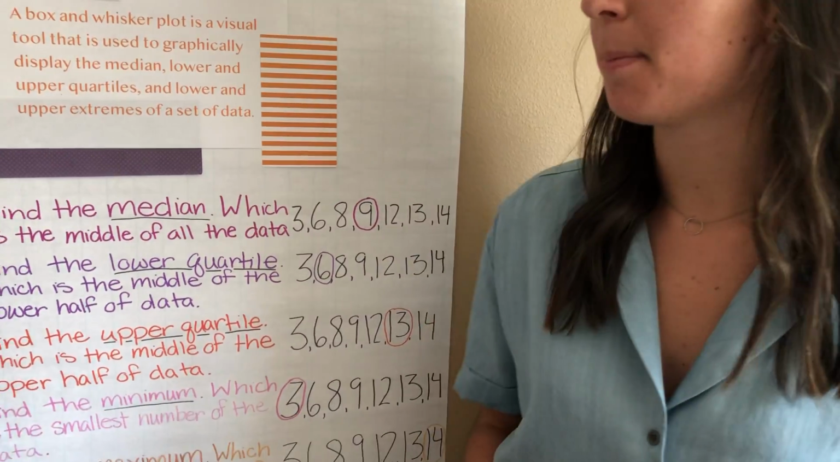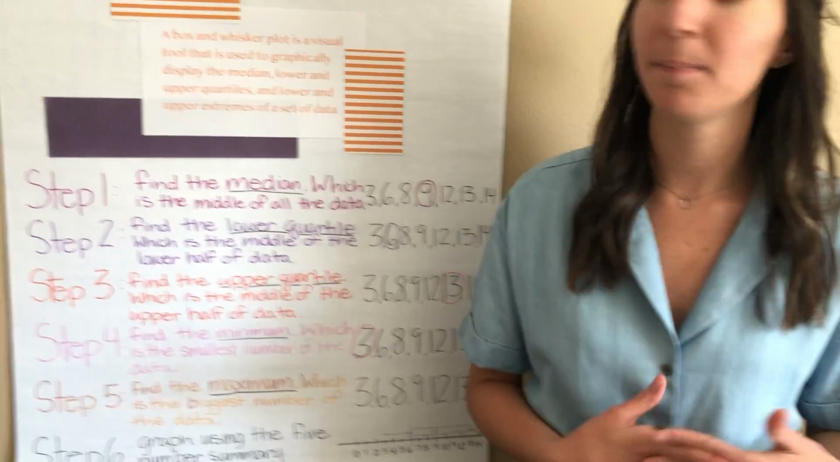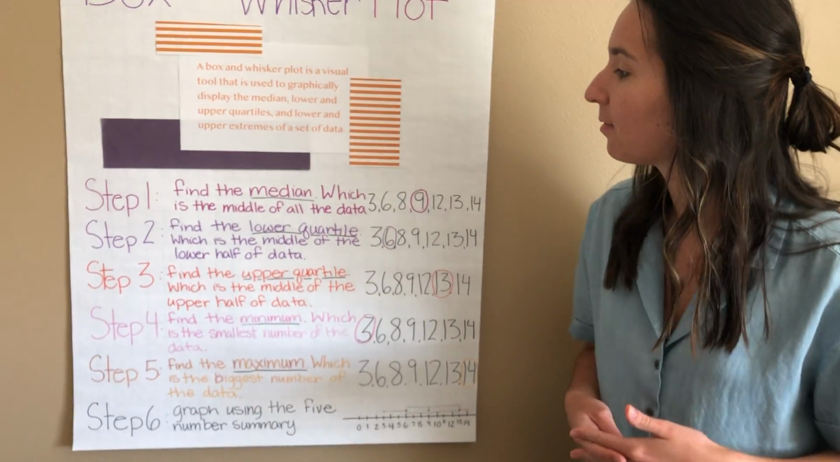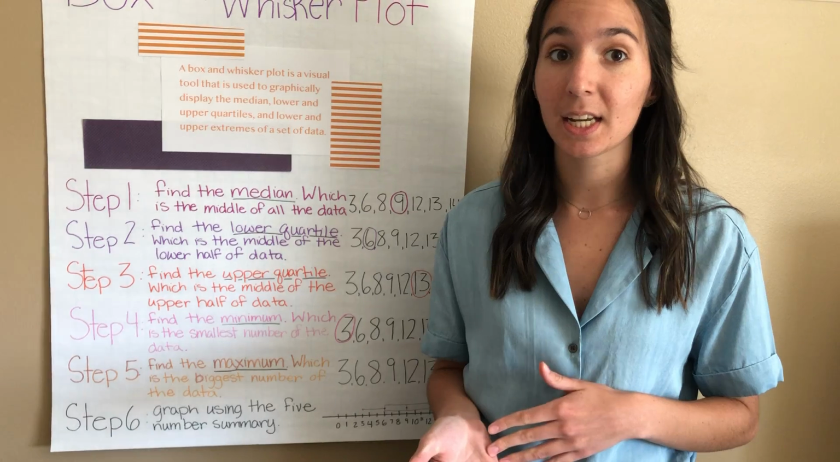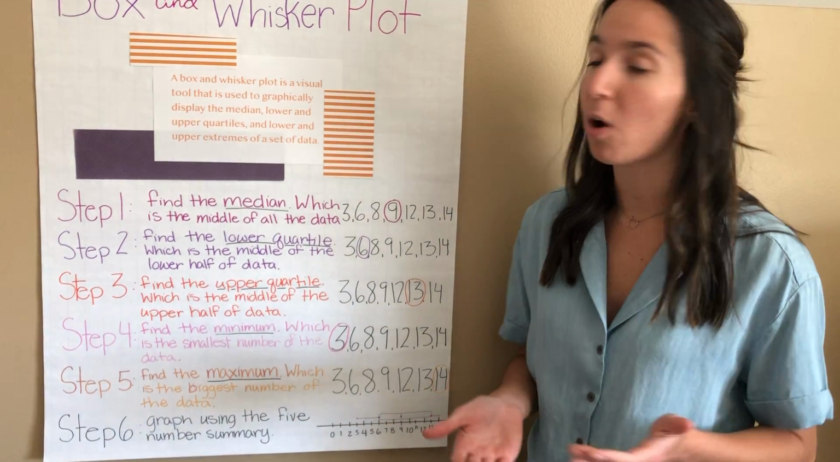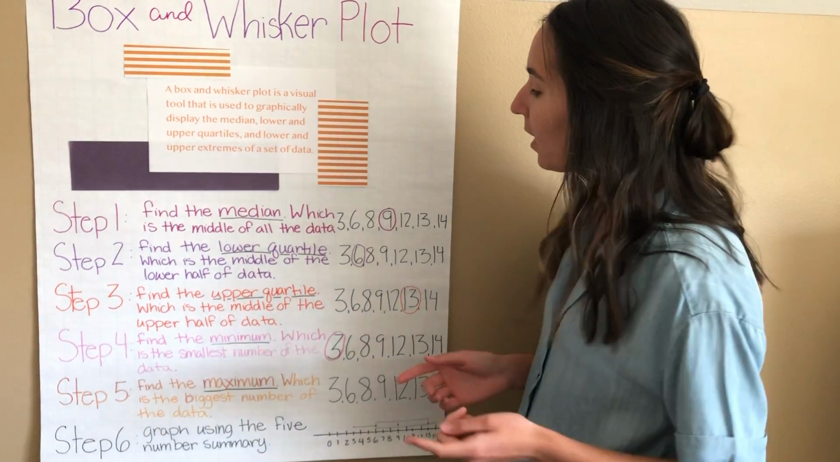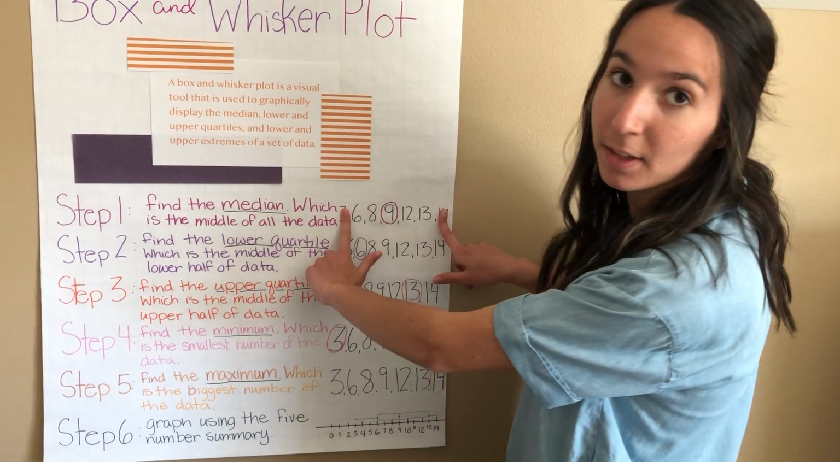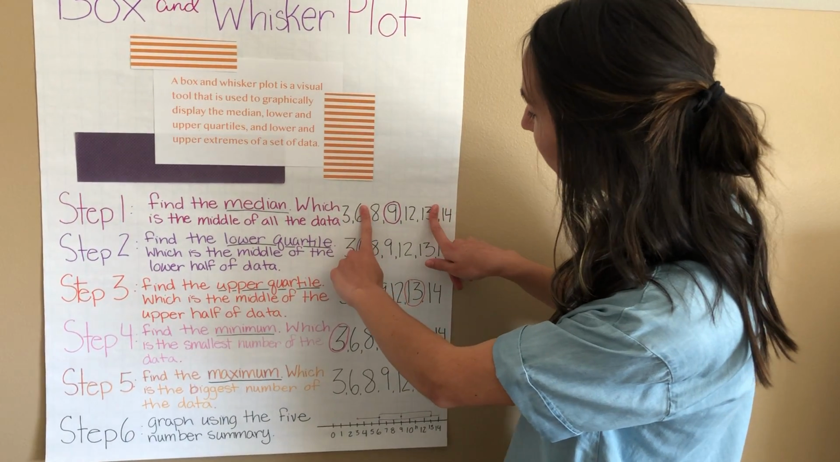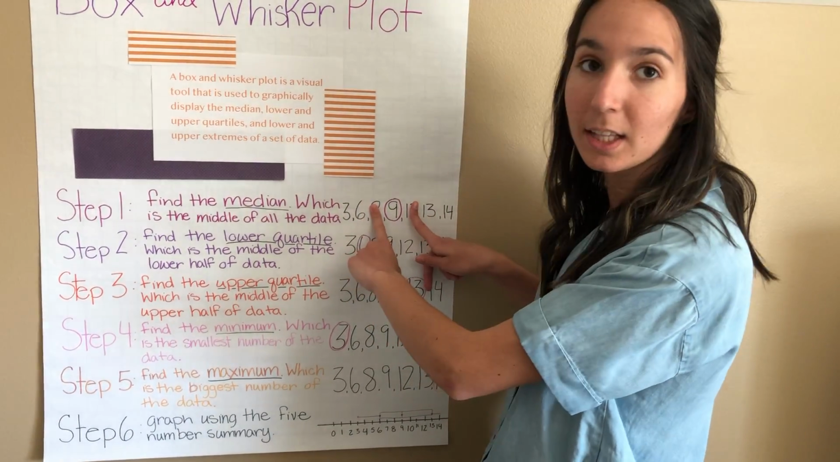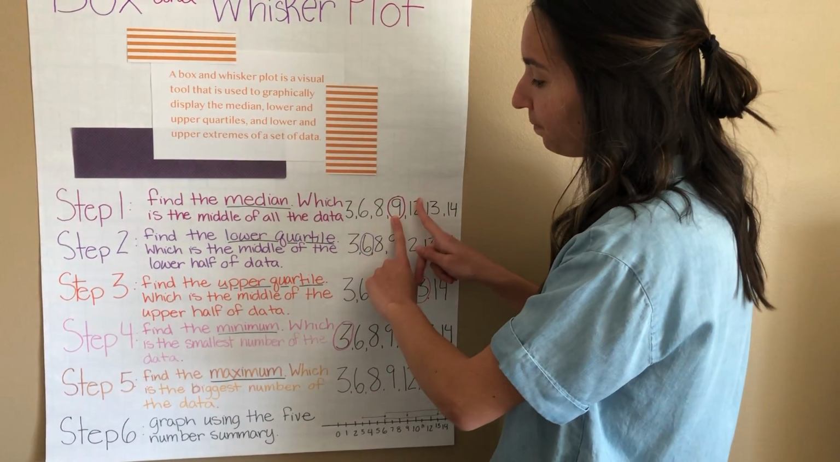So the first step to find a box and whisker plot's points is to find the median. The median is the middle of all the data. So here we'll see that if we just use our fingers to cross off the numbers, we can work our way in to find that the median is 9.